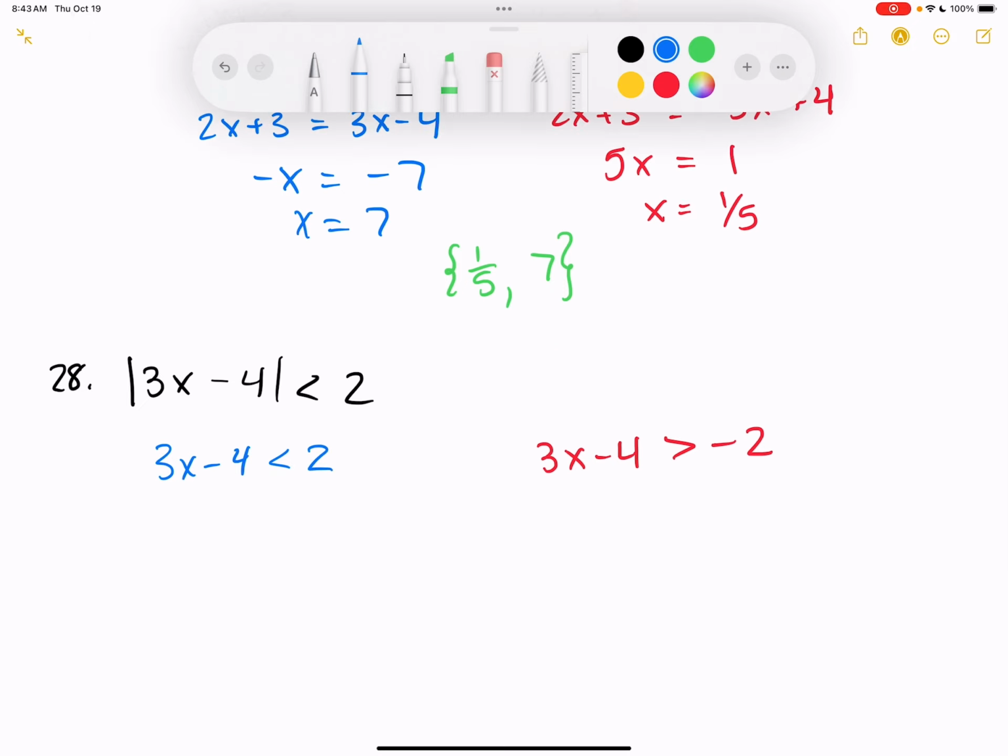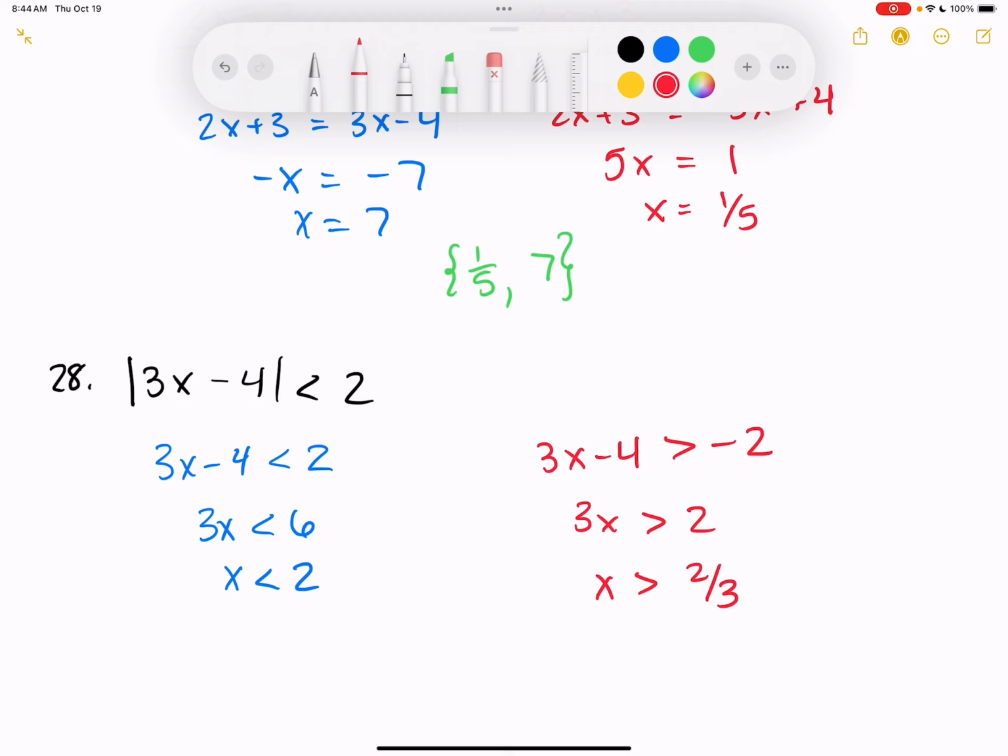And then solve like normal. So 3x is less than 6. x is less than 2. And obviously the rule would still apply if we had divided by a negative. We would be flipping the inequality like normal. So then over here, 3x is greater than 2. So x is greater than 2/3. So now I have that x is greater than 2/3, but I also have that x is less than 2.